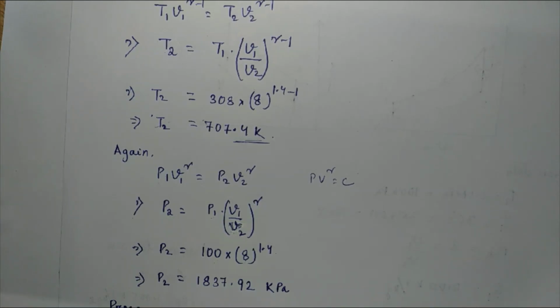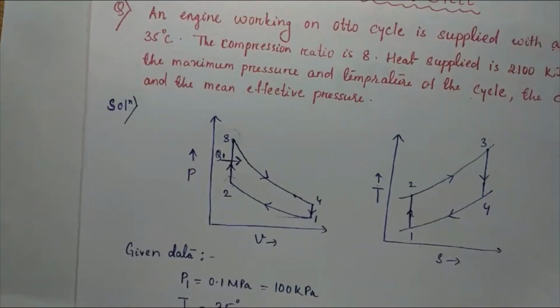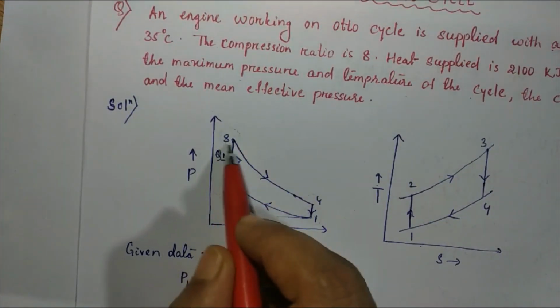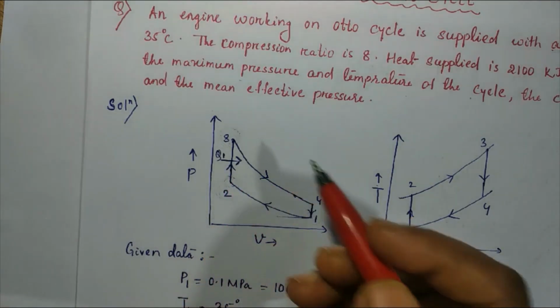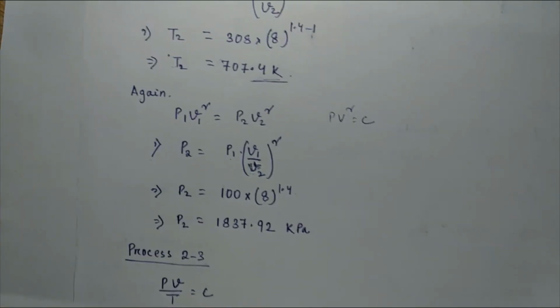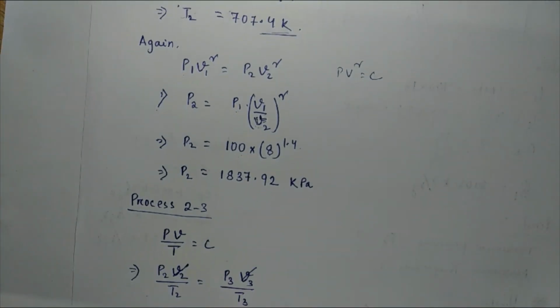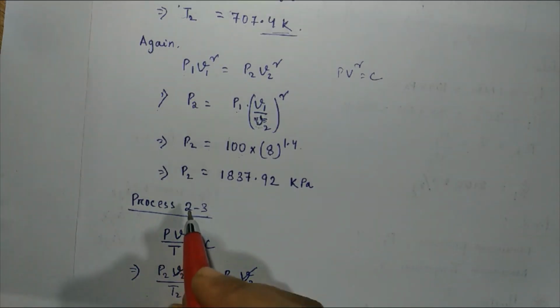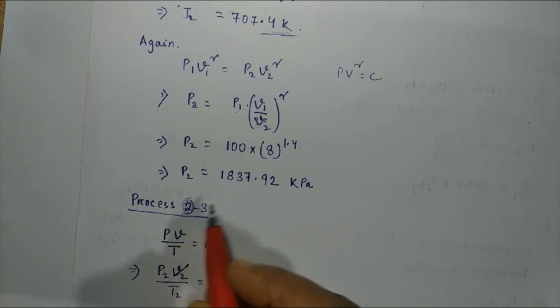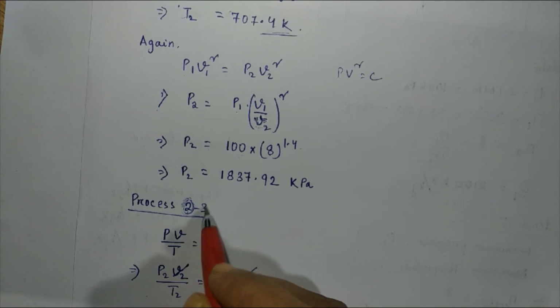So next we have to calculate the properties of state 3. If we calculate the properties of state 3, we can get the maximum pressure and temperature, right? So for state 3, we have to use the process 2 to 3. So we consider here process 2 to 3. For process 2 to 3, we have the properties of state 2 that we calculated right now. So we have to calculate the properties of state 3.